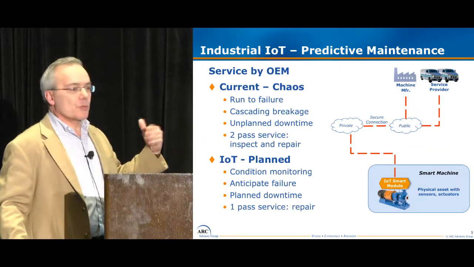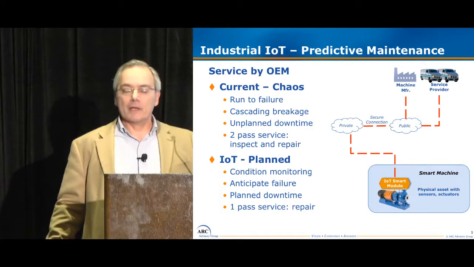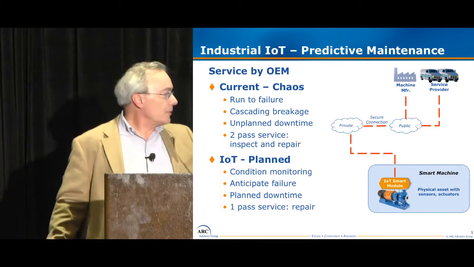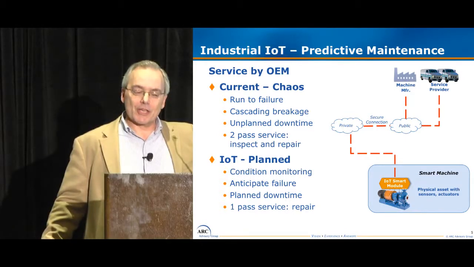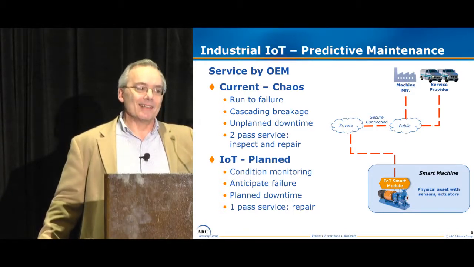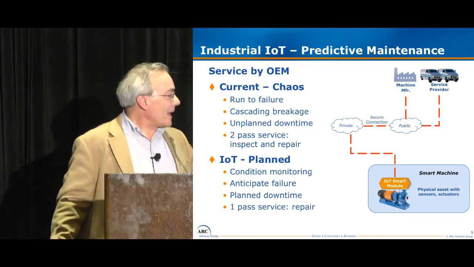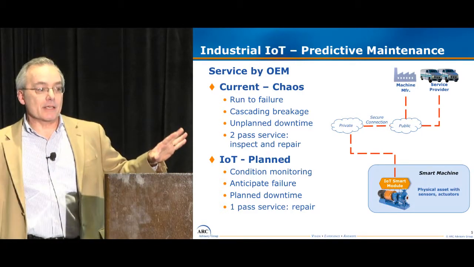So with the Internet of Things, what's going to change? Unplanned downtime turns into planned downtime. The machine manufacturer can now do condition monitoring. I think it's safe to assume that the machine manufacturer knows their machine pretty well, understands its parameters, and can predict failure. And as a result, there is no more unplanned downtime; it's planned.